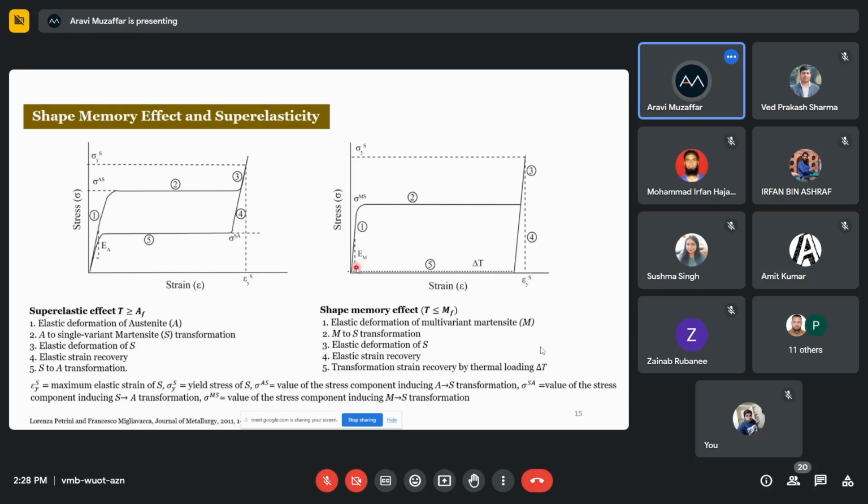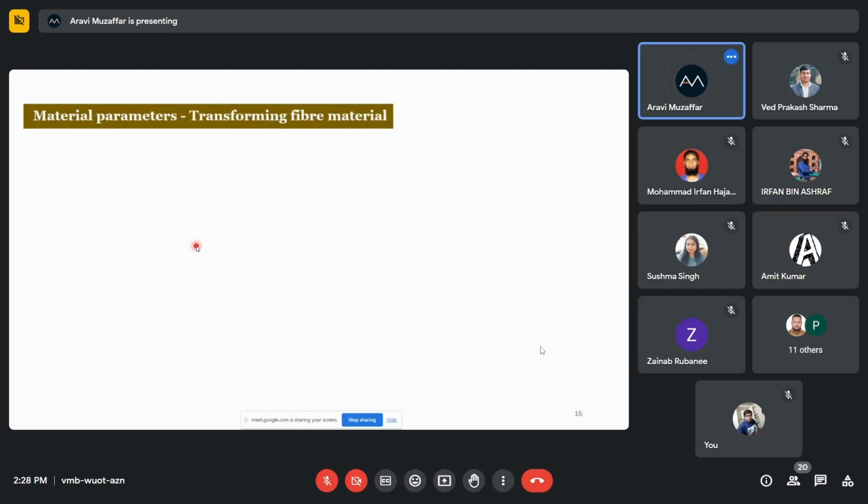by heating. So whenever we are heating, the remnant strain is recovered, and you get the original shape of the material back. So this is referred to as shape memory effect, wherein you use heat to get the original shape back, whereas when we only use the stress and the loading parameters, we consider that to be super elasticity.